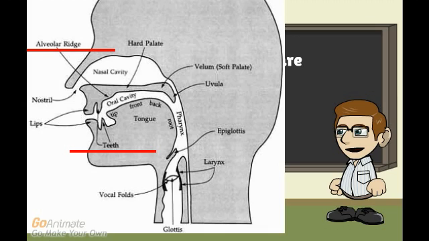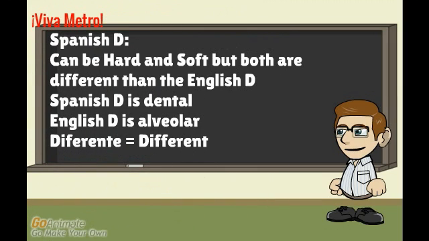The English D, on the other hand, instead of the tip of the tongue touching the teeth, touches the alveolar ridge, or the rough part of the hard palate, or as I like to say, the part of the roof of your mouth that gets burnt when eating hot cheese products like pizza. The Spanish hard or occlusive D is found in words like diferente, meaning different.